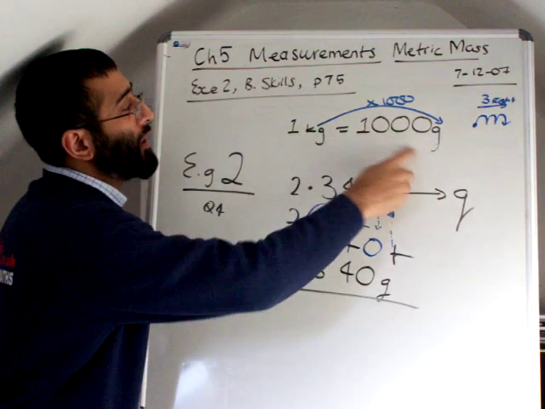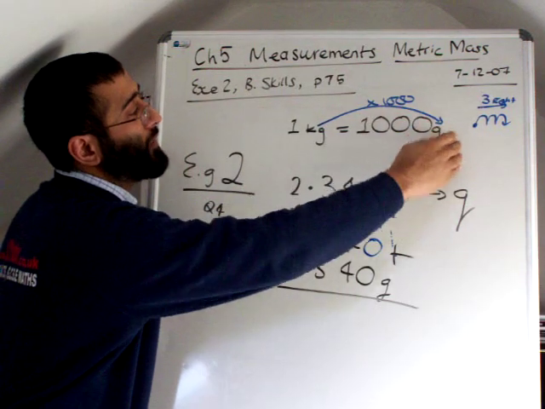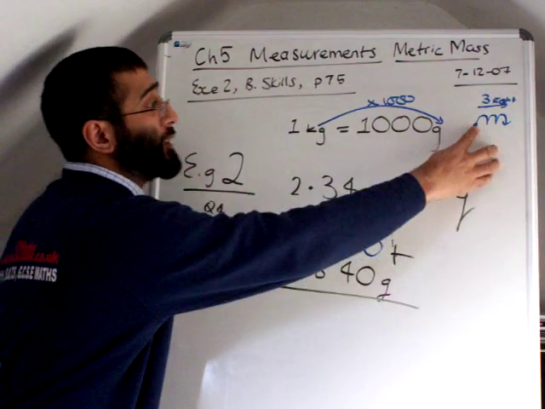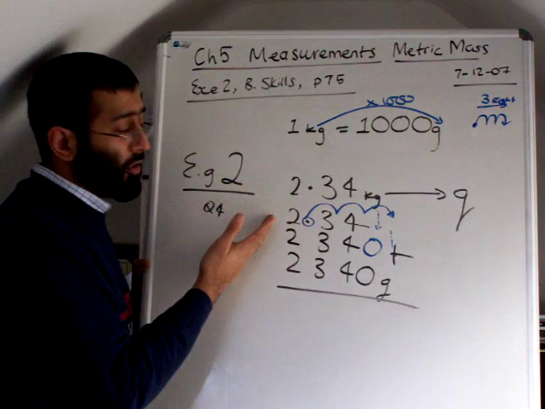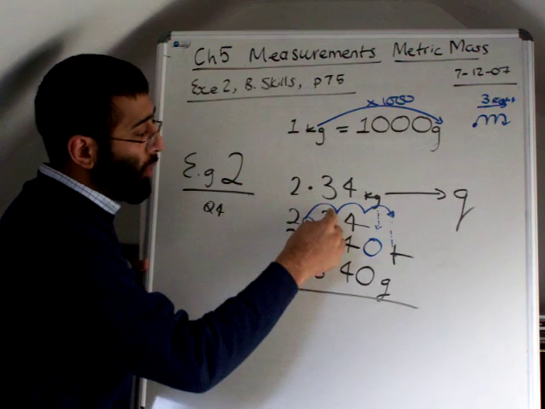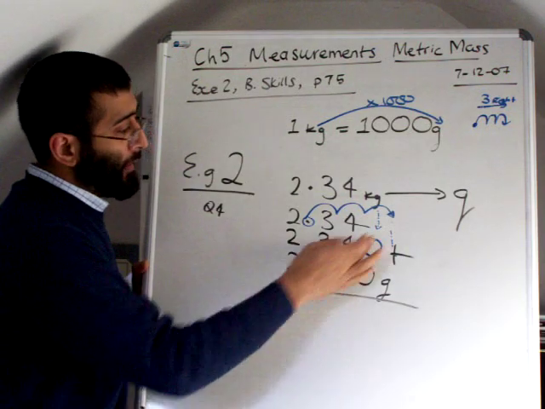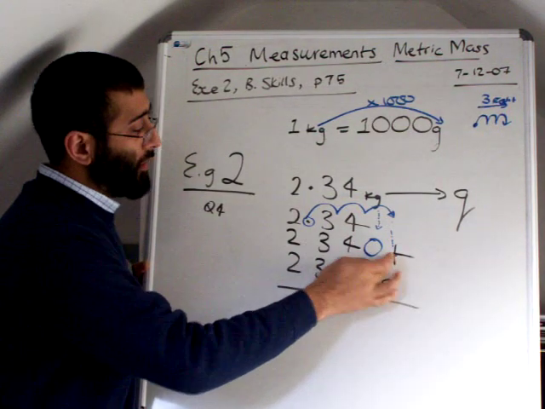So if you go from kilograms to grams, you follow the blue arrow, times by 1000. When you times by 1000, we move the decimal point 3 places to the right. Here's the question, rewritten over here so we've got room to do the working out. 1, 2, 3 jumps. The decimal point drops over here.